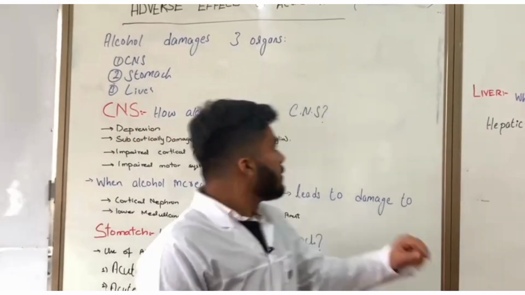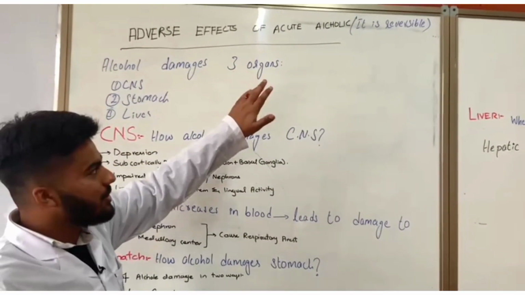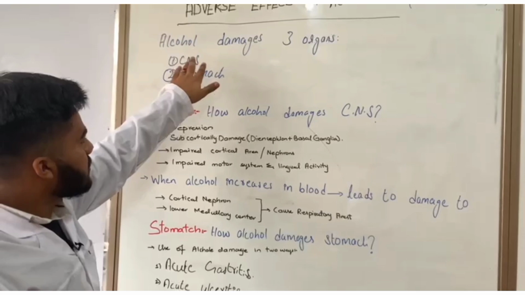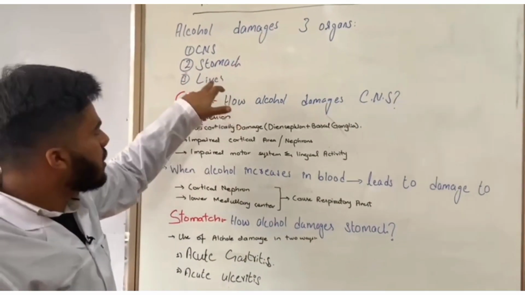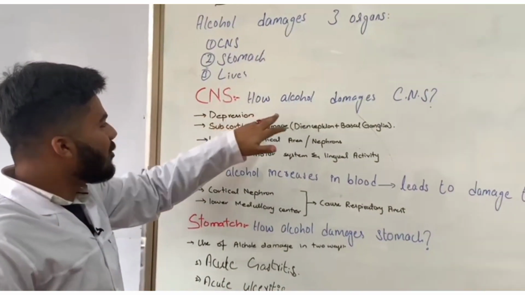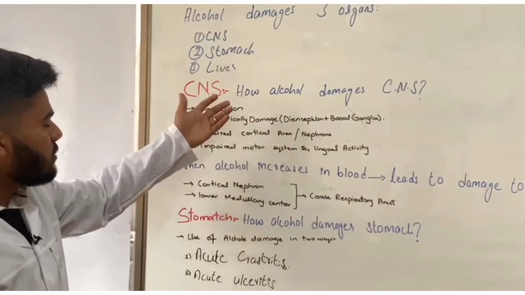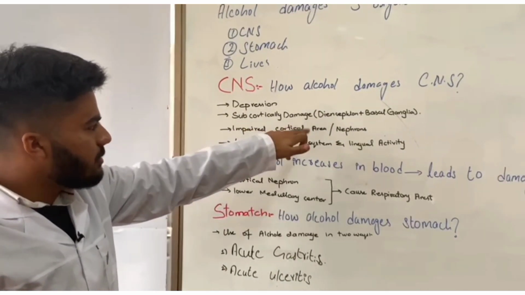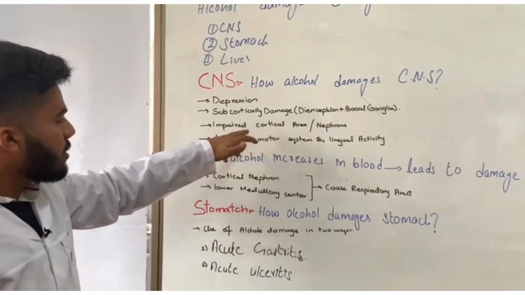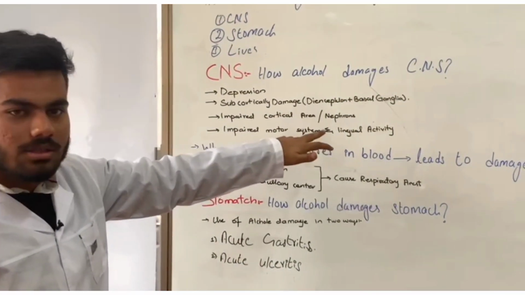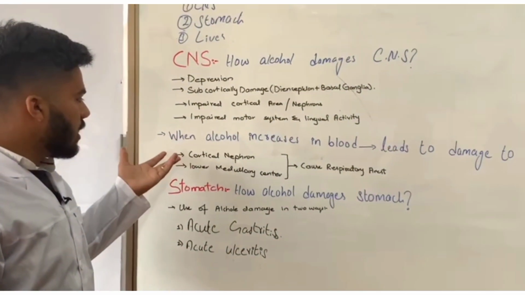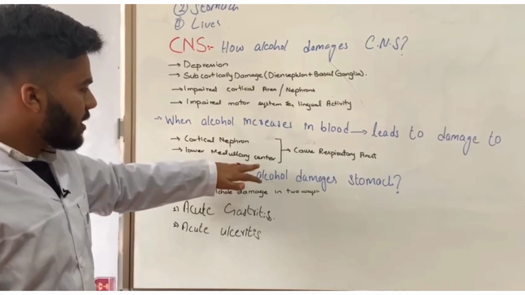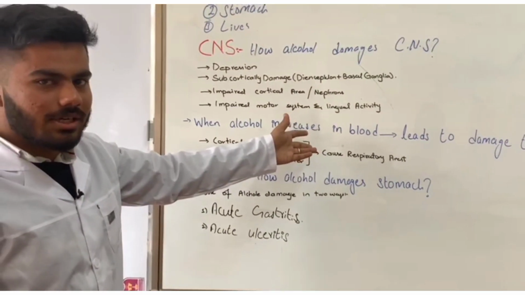Assalamu alaikum. Today I am going to explain acute alcoholism. Acute alcoholism is irreversible, and there are 3 organs damaged by it. Alcohol damages 3 organs. First is the CNS, the central nervous system, then the stomach, then the liver. How does alcohol damage the CNS? When alcohol increases in the CNS, these things occur: first depression, subcortical damage, and then impaired cortical area, impaired motor system, and inhibition activity. Then when alcohol increases in the blood, it leads to damage to the cortical neurons and the lower medullary center, and causes respiratory distress. Death occurs when respiratory arrest occurs.